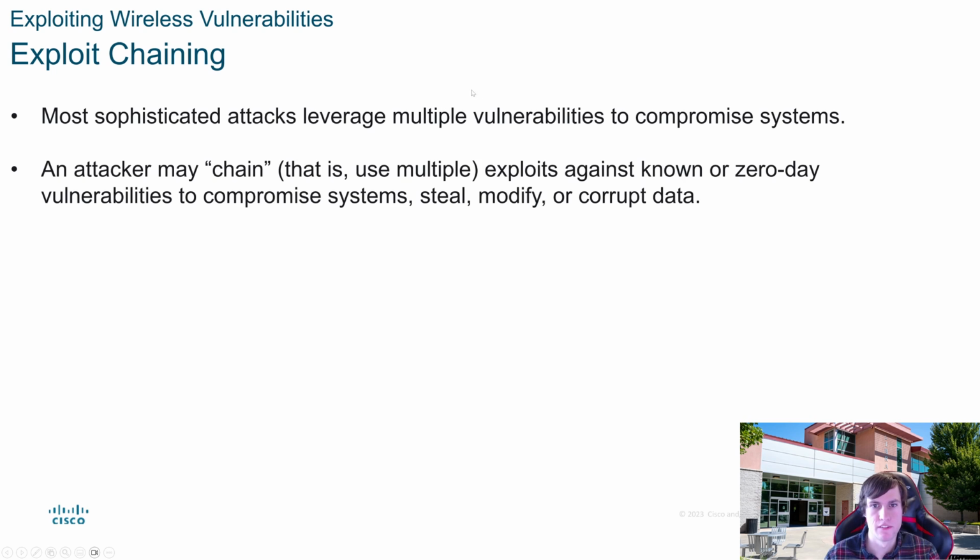So exploit chaining. Most sophisticated attacks leverage multiple vulnerabilities to compromise systems. As we just went over a ton of different attacks for both wired networks and wireless networks, typically you have one way in, you have another way to actually break something or to gain control of something, and then you escalate yourself past that, etc. Most attackers will be chaining multiple exploits. It's typically not just one exploit that will let you take over an entire company.